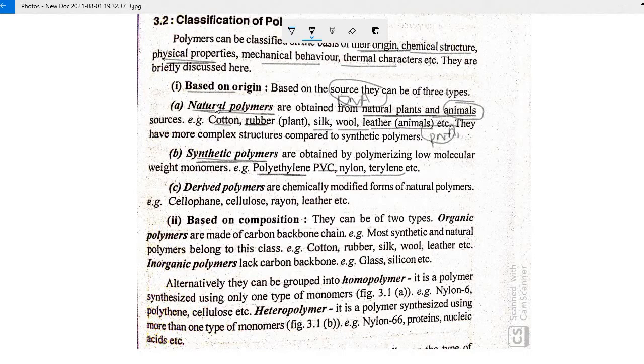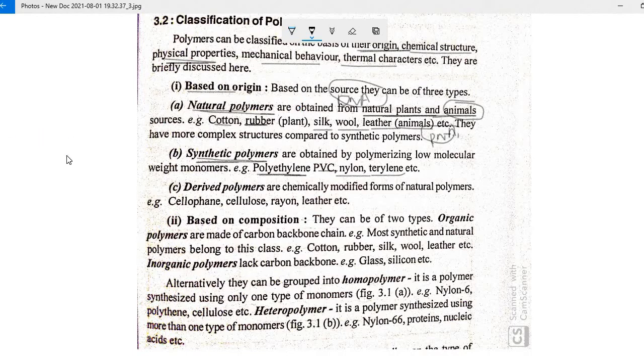Okay, so what are the natural polymers? Cotton, rubber, silk, wool, RNA, DNA, proteins, carbohydrates are the natural polymers. So what are synthetic polymers? Synthetic polymers are man-made. That is polyethylene, PVC, nylon. These are the synthetic polymers.